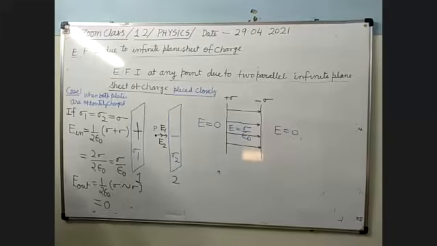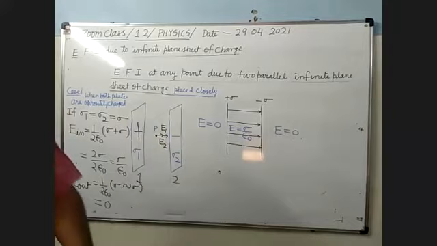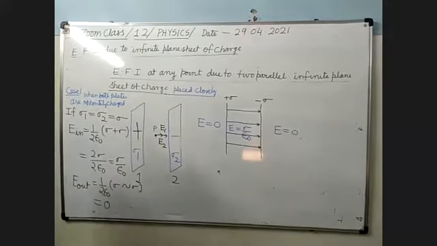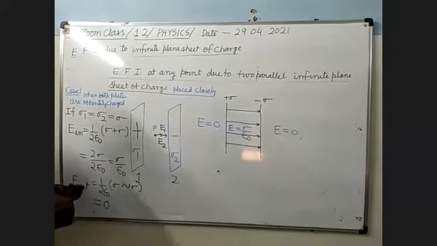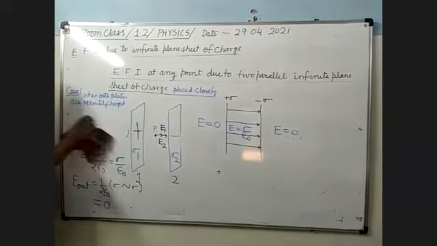So this is the case when both plates are oppositely and equally charged. Now see the second case of this, when both plates are similarly charged. Similarly charged means either both are positive or both are negative. So now it is very simple.